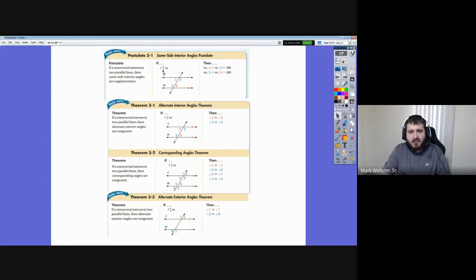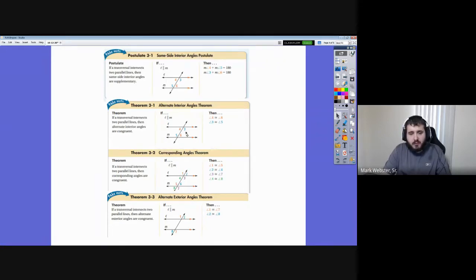Line L is parallel to line M if and only if the same side interior angles add up to 180. So like angle 4 and angle 5 here, angle 3 and angle 6 here, each of them separately add up to 180. And vice versa. If you see that angle 4 and angle 5 add up to 180, then you know that the lines are parallel.